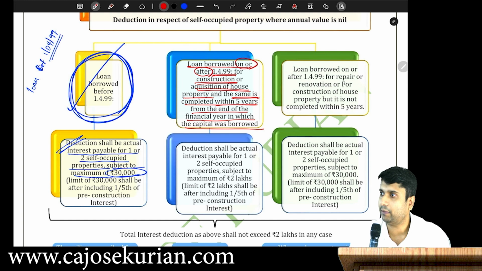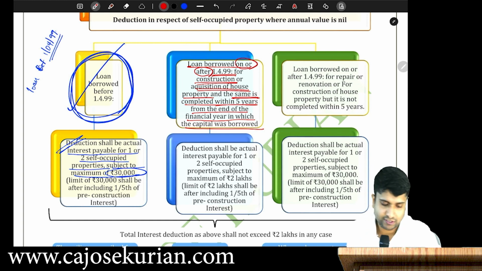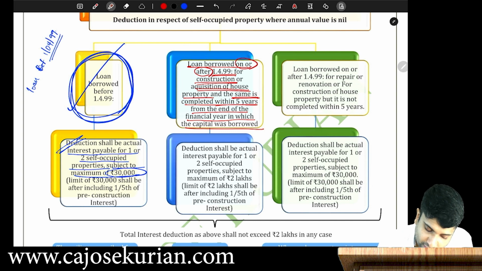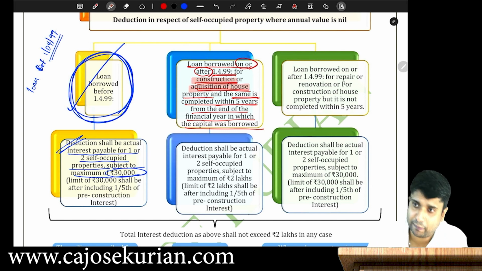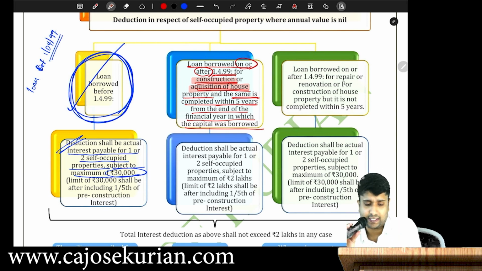Today is after 1st April 1999. So today I have taken a loan. What is the purpose of the loan? That is very important. Either for construction or for acquisition. Acquisition means purchase. Either for constructing a property or for purchasing a property.